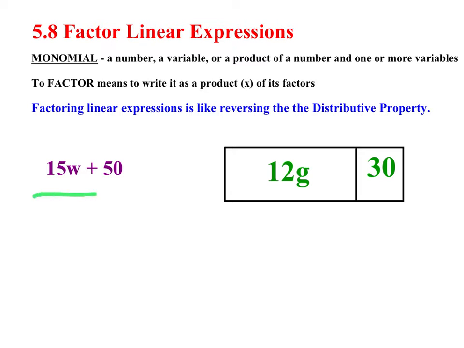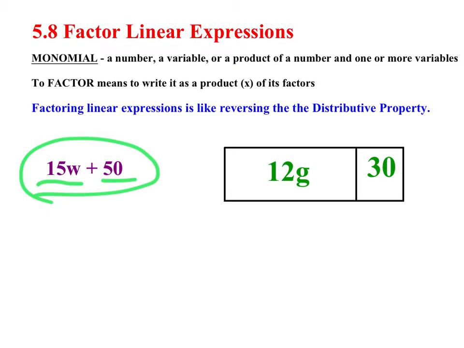So when I look at this thing right down here, the 15W is a monomial and the 50 is a monomial. Together they are what's called a binomial, but each one of those things is a monomial. And to factor means to write it as a product of its factors.